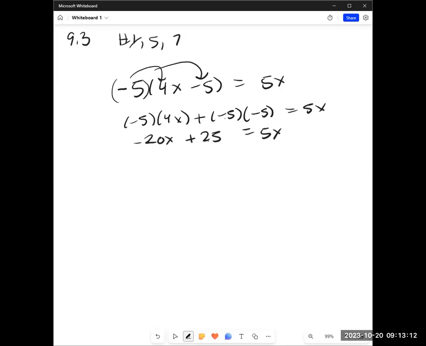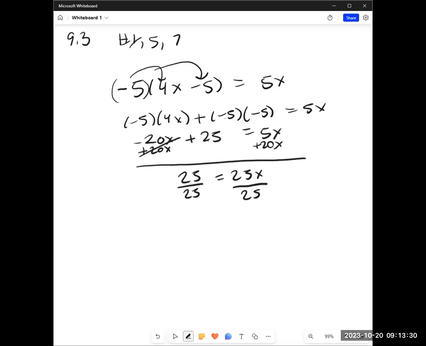Since my constants are already on the left, I'm going to add 20x to both sides to get my variables on the right. I'll go ahead and solve it this way, even though I normally swap left and right. It doesn't matter. The properties of equality work both ways.